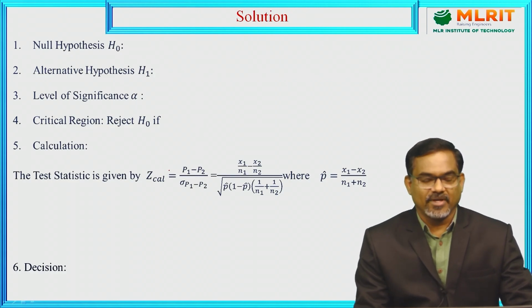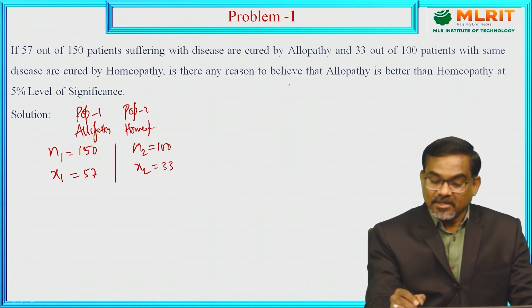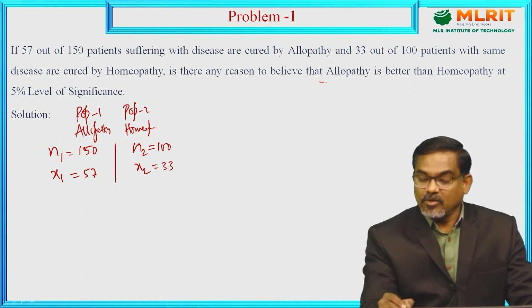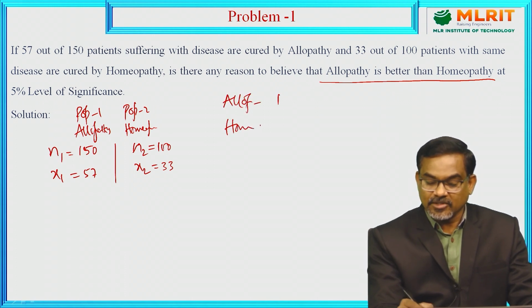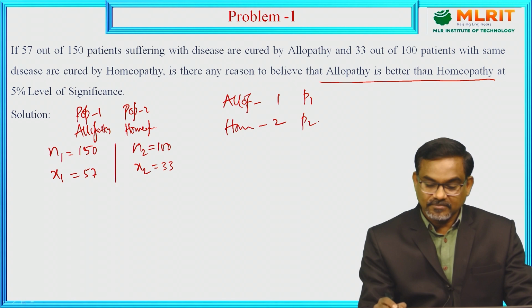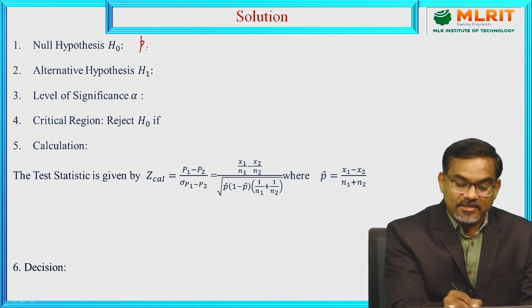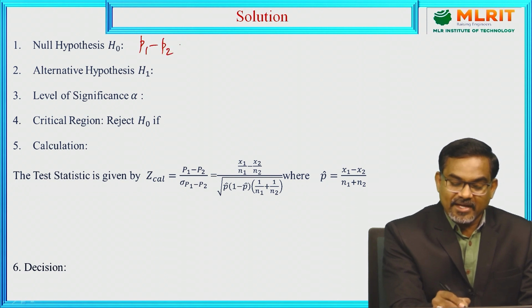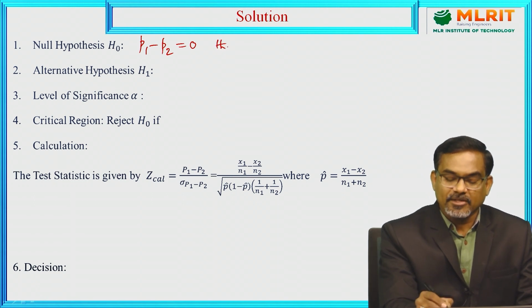The test is as follows: the null hypothesis H0. Here the question is: is there any reason to believe allopathy is better than homeopathy? I will consider allopathy as 1 and homeopathy as 2, the suffixes. So small p1, small p2, similarly capital P1, capital P2. The null hypothesis is we consider there is no difference between allopathy and homeopathy. So P1 minus P2 is 0. There is no difference.